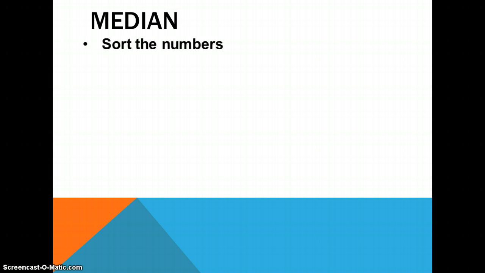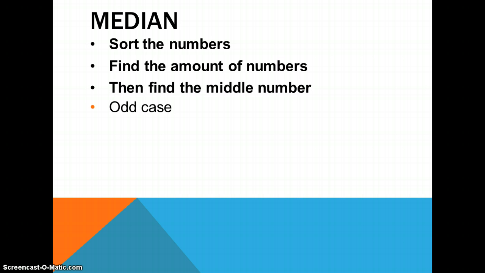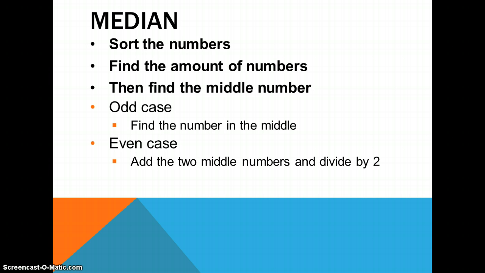Next, I am going to show you how to find the median. First, you are going to sort the numbers that are given, and then you're going to find the amount of numbers. And the overall goal of the median is the middle number. So if you have the case where your amount of numbers is odd, then you're going to just be able to take the middle number. But if it is even, then you're going to have two middle numbers, and you shall add them up and divide by 2 to find the mean for that certain kind of case.